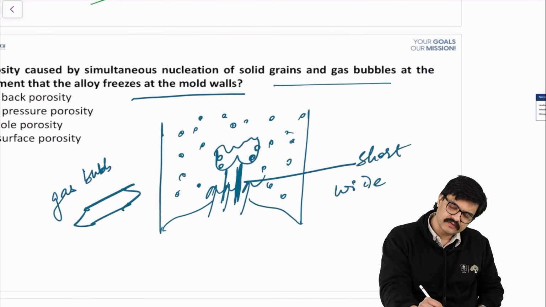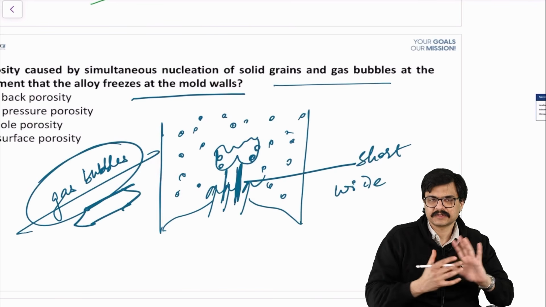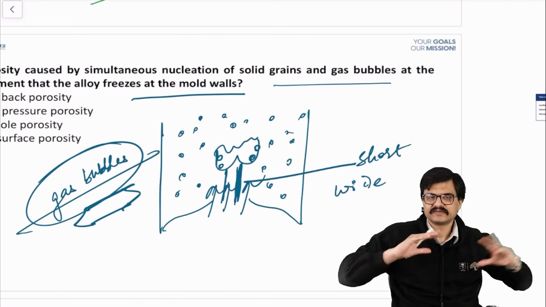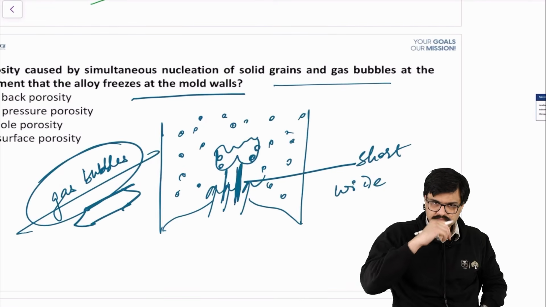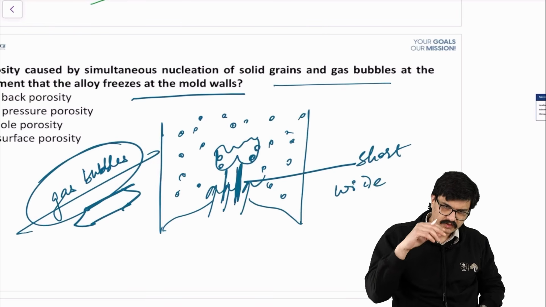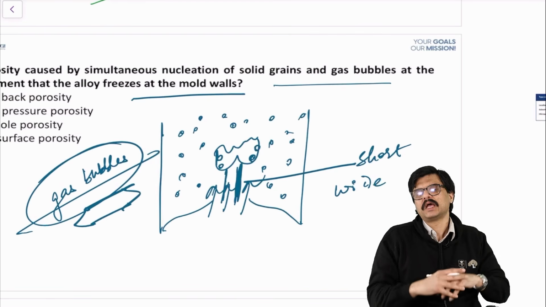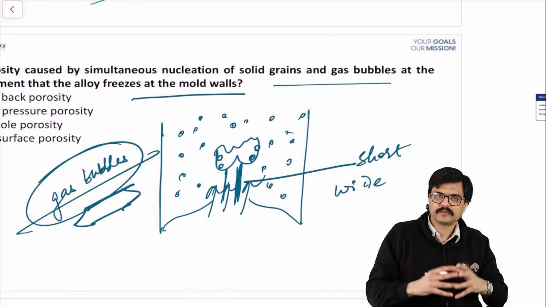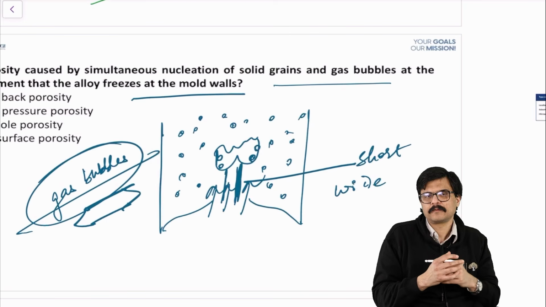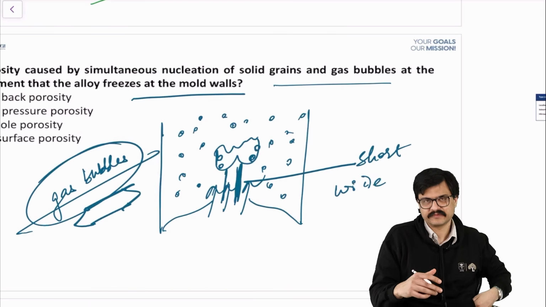That turbulence is going to release some bubbling, because there's no smooth laminar movement due to the high volume. There are some gas bubbles. Now, at the level of the investment mold wall, the first point where there is simultaneous nucleation of these gas bubbles and the first point where the solid grains of the molten alloy solidify, there is going to be some porosity, and that porosity is known as subsurface porosity.